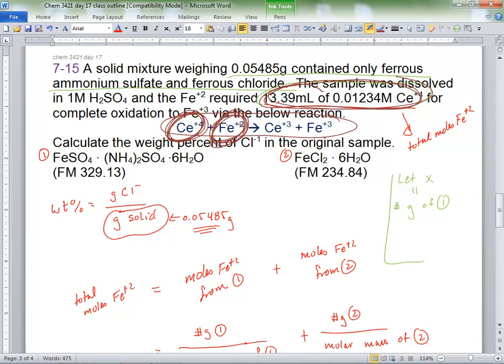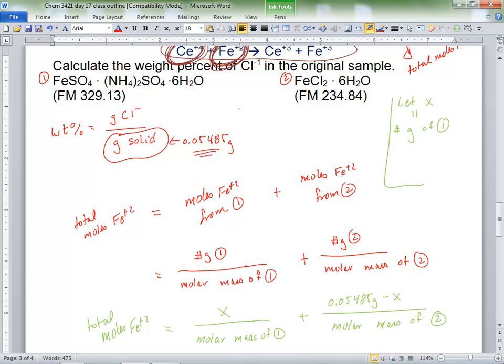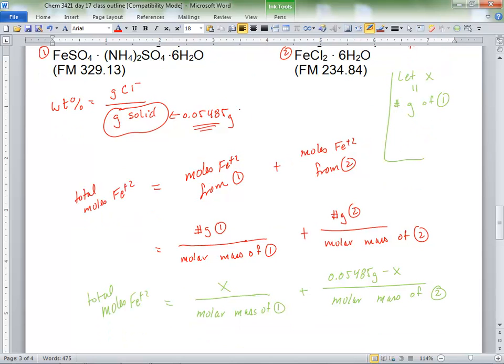So we know the total moles of iron 2. We'll be able to solve this. Okay, I don't think we need to go through it. The rest is just plug and chug, but make sure you can see how to get this. So where did I start? They said, what's the weight percent? Well, that's just grams of what they're after over the grams of the solid, times 100.